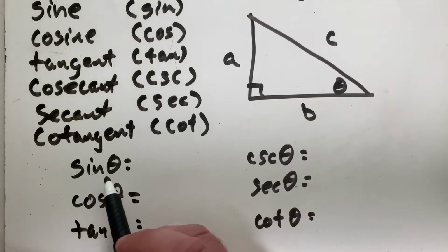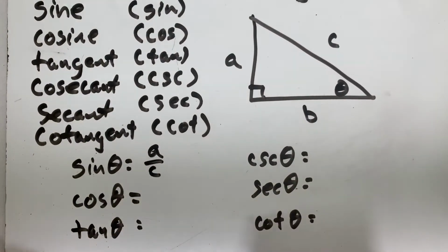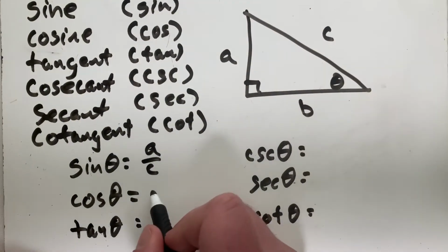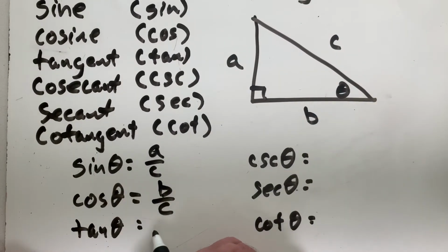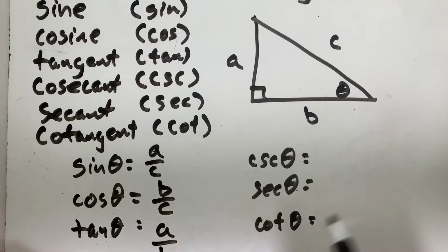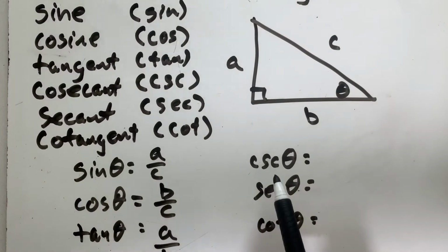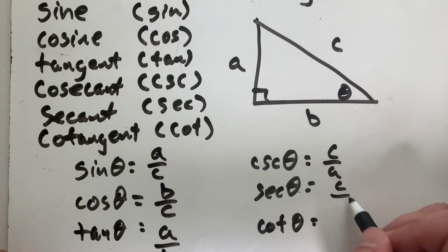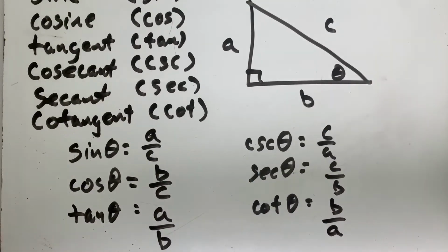Okay, so sine is going to be opposite over hypotenuse, which is going to be A over C. Cosine is going to be adjacent over hypotenuse, so that is going to be B over C. Tangent is going to be opposite over adjacent, A over B. And since I put my reciprocal functions next to each other, all I'm going to do is flip these upside down. So that's going to be C over A. Secant will be C over B. And cotangent, excuse me, is going to be B over A.